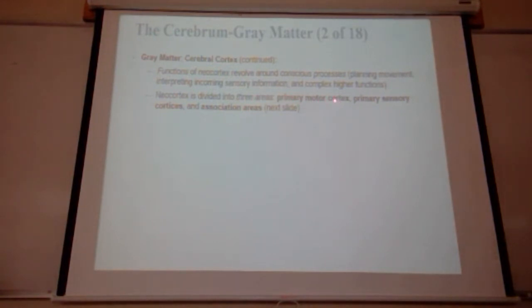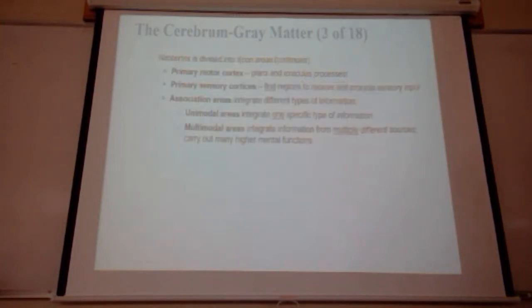You have the primary motor cortex. That's the primary motor, which is how we're going to move. Primary sensory cortices, and cortices is the plural of the word cortex. So you have the primary sensory cortices. These are the senses, touch, taste, feel, those kinds of things. And then the association areas.